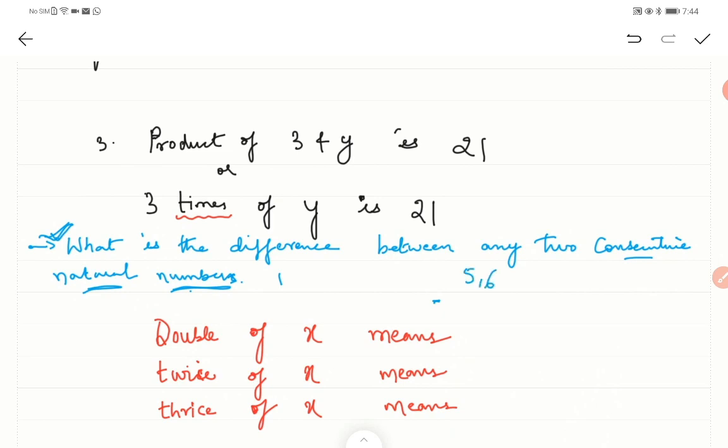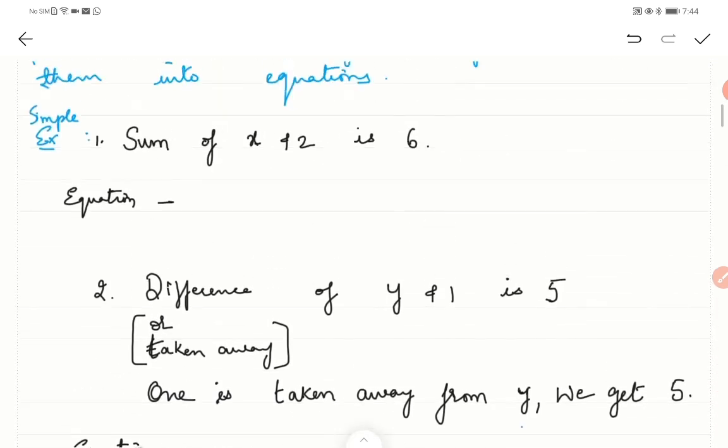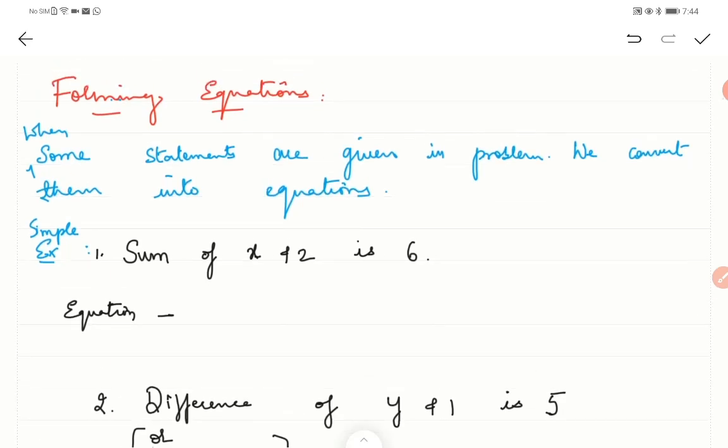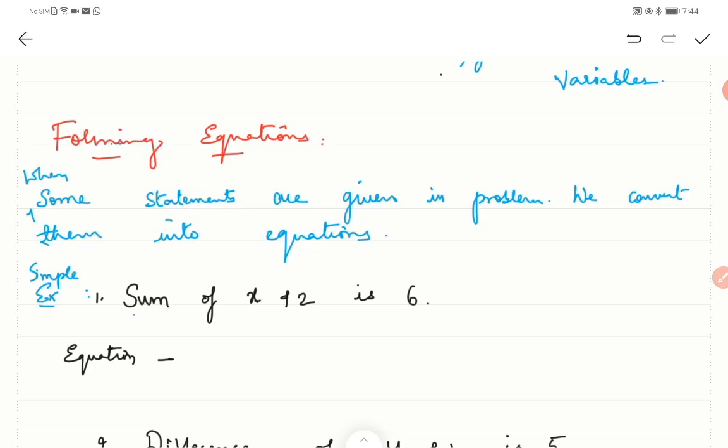So you have 5 and 6. So in this question, they are giving you some information, okay? That is, what is the difference between any two consecutive natural numbers. Difference you need to find. 6 minus 5 equal to, you will get 1, okay? So you answered this as 1, right? Something similar to this, you will have statements, okay? Information will be given as a statement, in which some variable is given which is an unknown, that is an unknown number, okay?